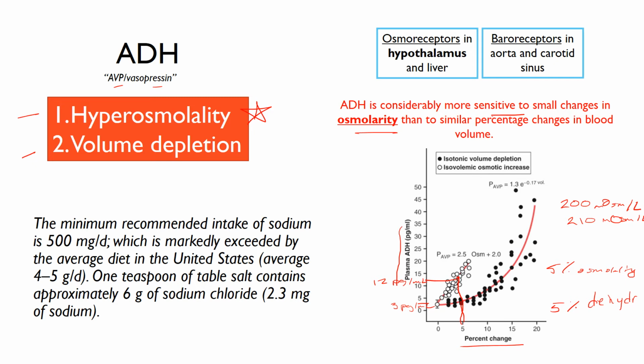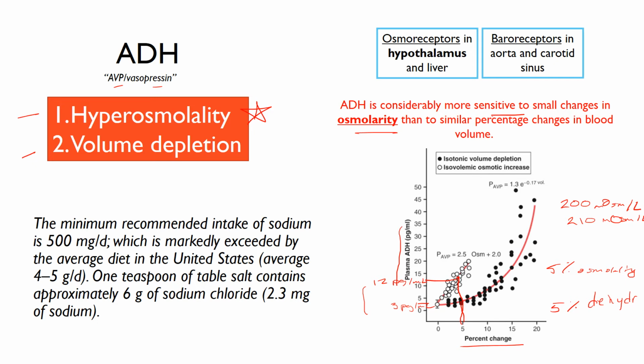And so as a result, in this case, you go from 3 to 12 picogram levels of ADH in the serum. So it's a big increase. It's much more sensitive to osmolality than it is to volume.